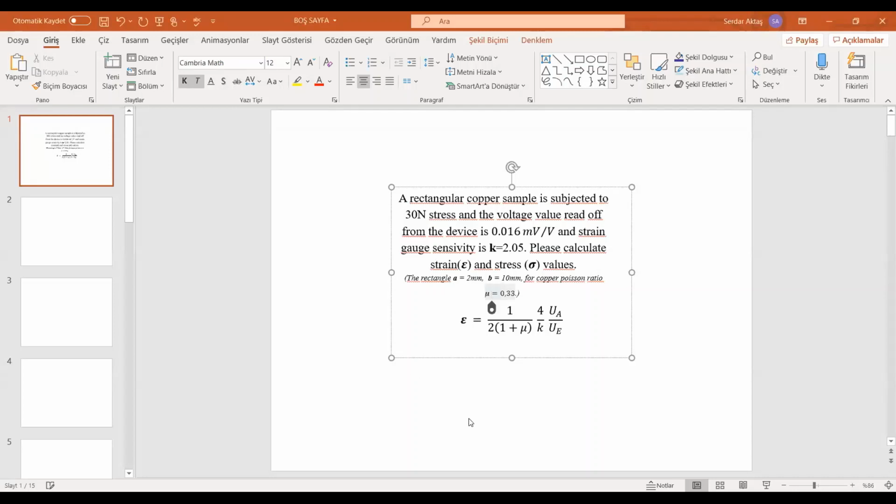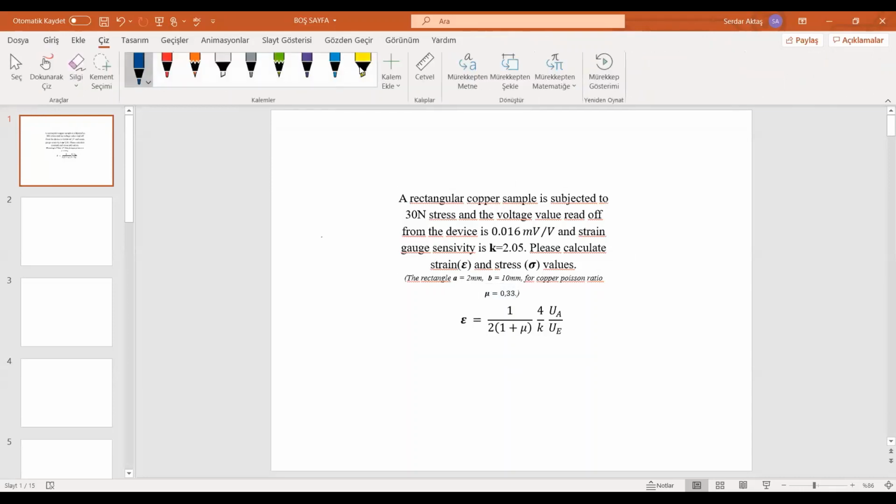Here, let me read out for you. A rectangular copper sample is subjected to 30 Newton stress, and the voltage value read off from the device is 0.060 millivolt per volt, and strain gauge sensitivity is K 2.05. Please calculate strain and stress values.